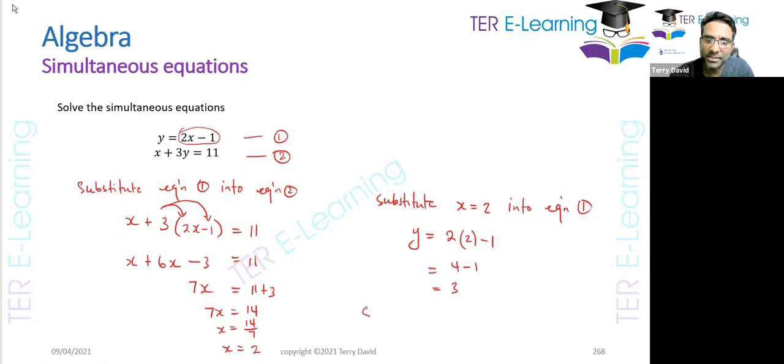So therefore, my solution is going to be x is equal to 2, comma, y is equal to 3. So those are the two numbers that will satisfy both equations, right? So this is how we solve a pair of simultaneous equations. The method we're using here is substitution, right? I'm going to do a next one for you guys.